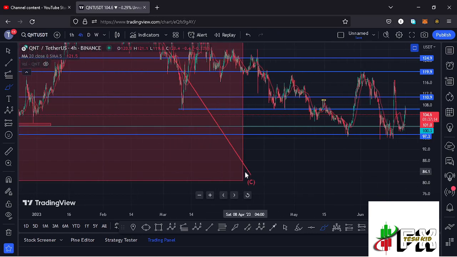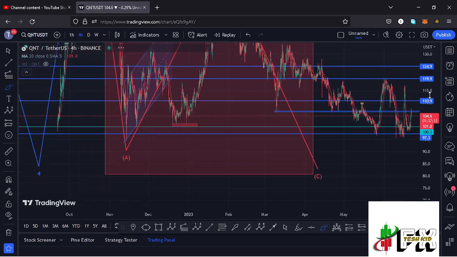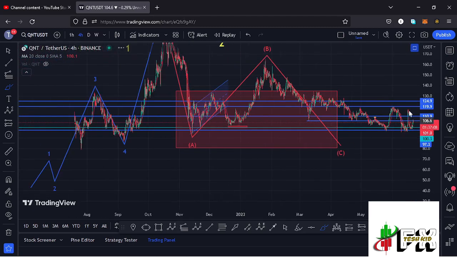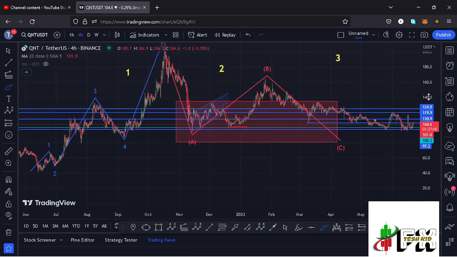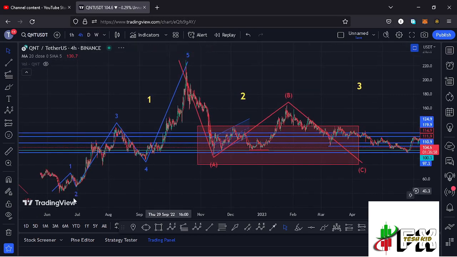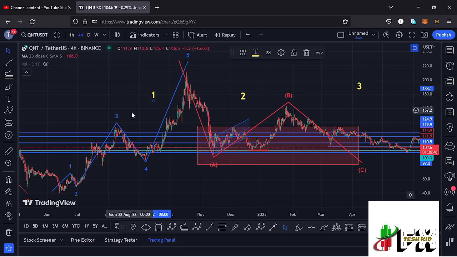Zooming out to give you my Elliott wave analysis here on the Quant chart. If I zoom out here on the 4-hour chart, you can see that Quant gave us a bear market low at around the $40.1 mark. After seeing that bear market low, we saw a 5-wave move to the upside, with wave 5 giving us a high at around the $229 mark, completing the formation of this larger Elliott wave count 1.